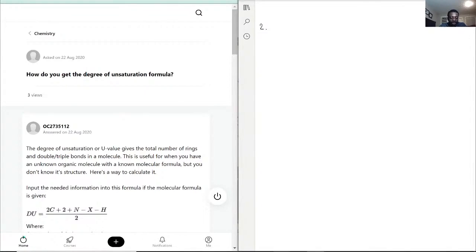So with that, how do you get the degree of unsaturation formula? I can only cover my hand over my screen, but obviously you can see what it says there. But in a sense, we first explore, so first we'll write it down.